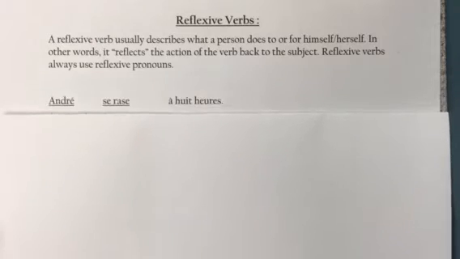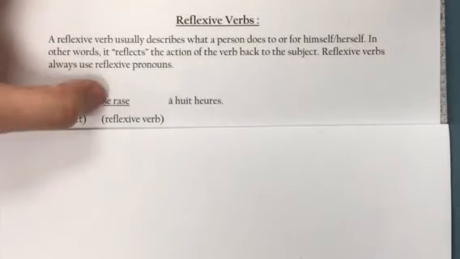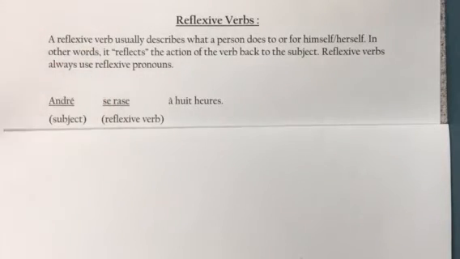So here is my example, okay? André se rase à 8 heures. He is shaving himself at 8 o'clock, okay? So your subject is André, and the reflexive verb is se raser, right? So if you look at it, the se is your reflexive pronoun. And se raser in general, when you want to say you're going to shave, you have to say you're going to shave yourself, okay?